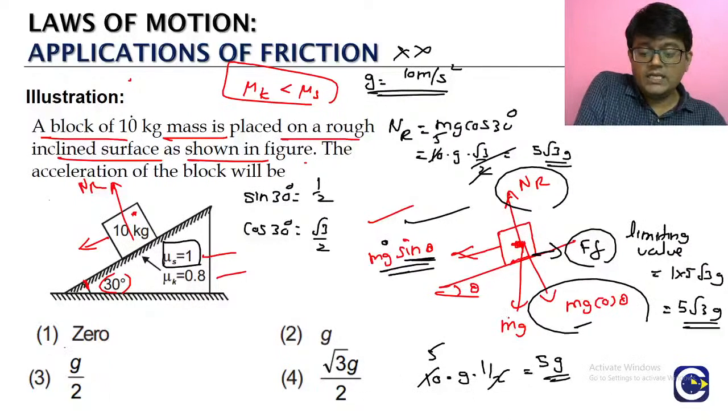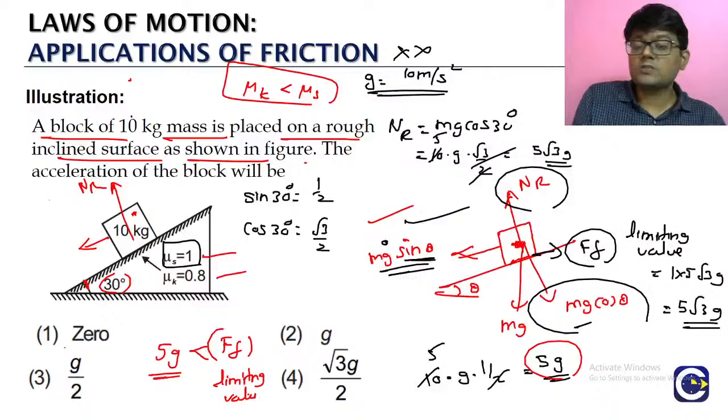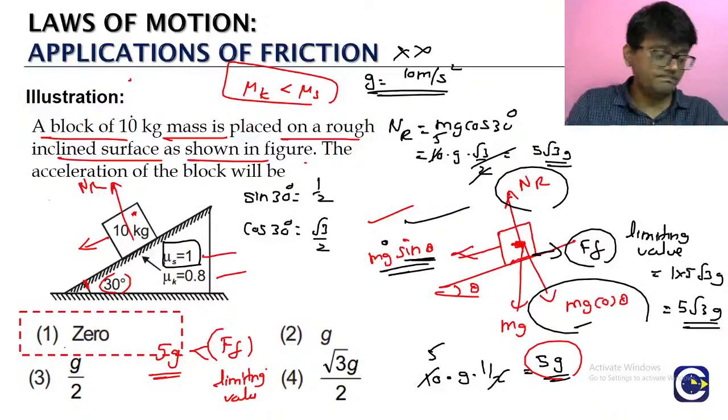The component of the force that is trying to pull the block down the plane, which is the 5g, is lesser than the frictional force, static frictional force limiting value, which means what? The block will not be able to move. Why? Because static friction will adjust itself such that it will be able to simply balance out the component of the weight that is trying to move the block down the plane. So which means what will be the acceleration here? It will be 0.